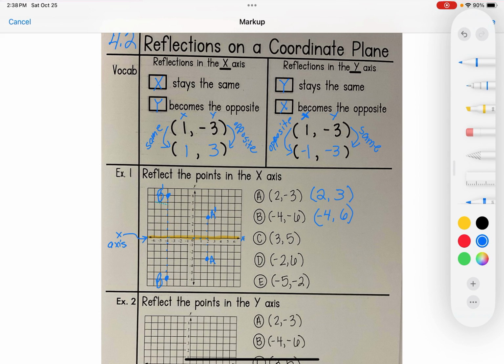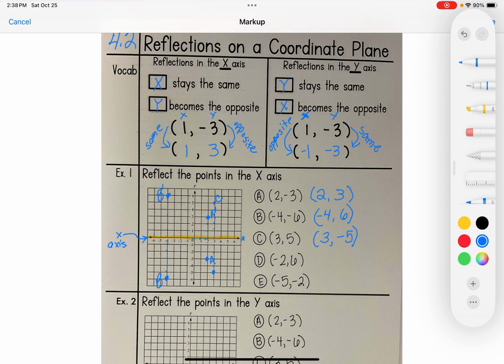C, 3, 5. Okay? So I'm going to the right, positive 3. Start at 0, 0, 1, 2, 3. And I'm going up 5, 1, 2, 3, 4, 5. And that is C. Now I'm going to do the reflection. Okay, so make my parentheses. I'm going over the yellow line, so that x is going to stay the same. 3 stays the same. Positive 5 becomes negative 5. So I go back over 3, only this time I'm going to go down 5.